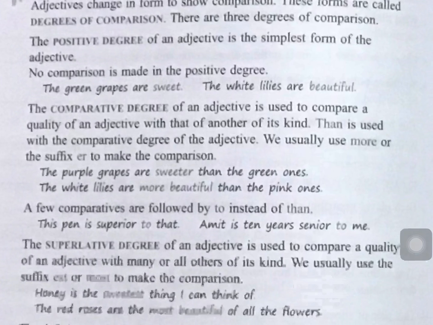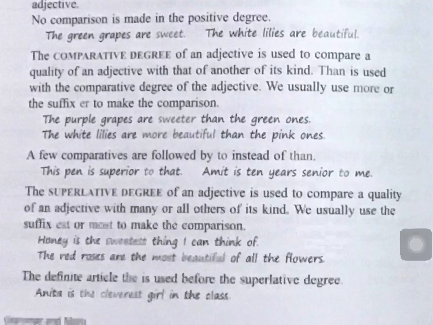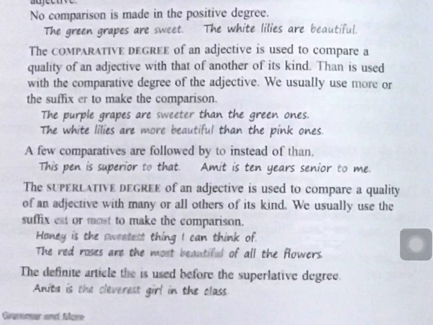A few comparatives are followed by to instead of than. Some of the comparatives are followed by to instead of using than. This pen is superior to that. Amit is 10 years senior to me. So instead of using than, sometimes to is used. That also has to be observed by you.